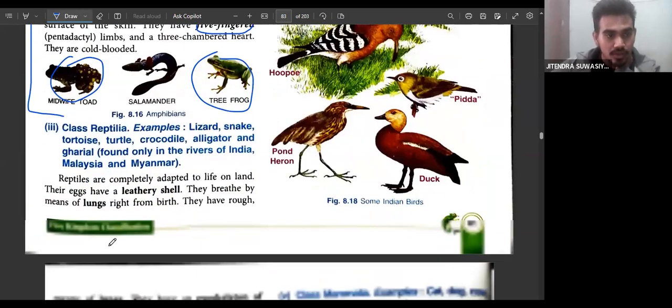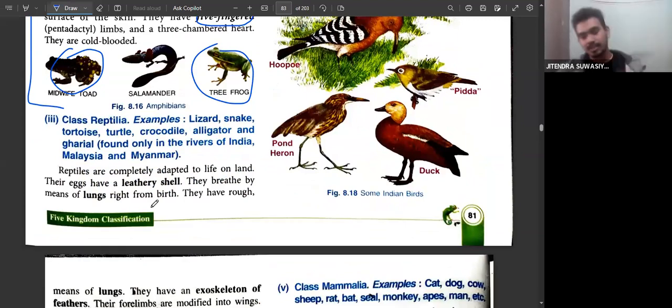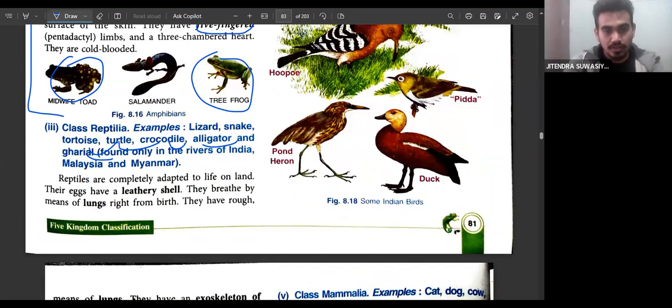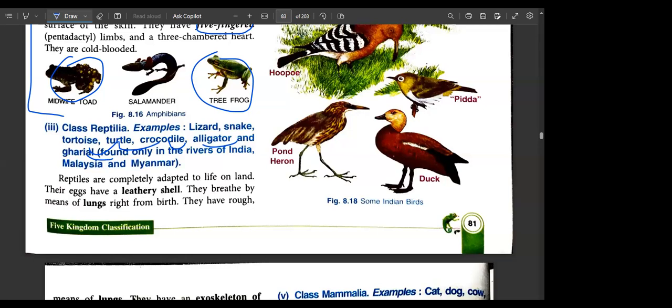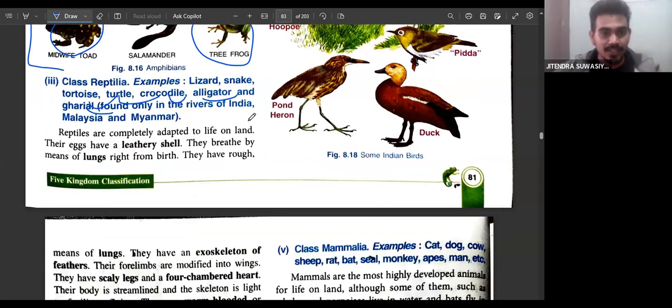So now we will discuss the class Reptilia. Their common examples are lizard, snake, tortoise, turtle, crocodile, alligator, and gharial, found only in the rivers of India, Malaysia, and Myanmar. Can anyone tell me whether I am audible or not? Yes, sir. So now we'll discuss the class Reptilia, that is lizard, snake.